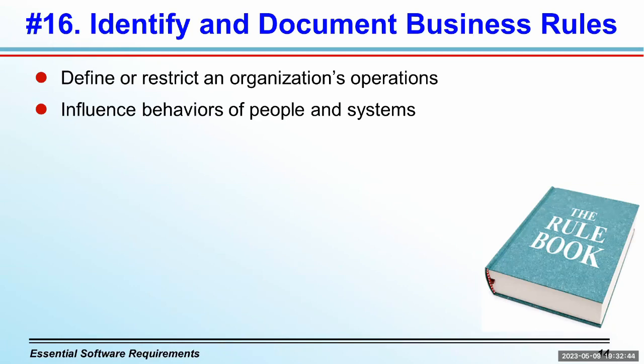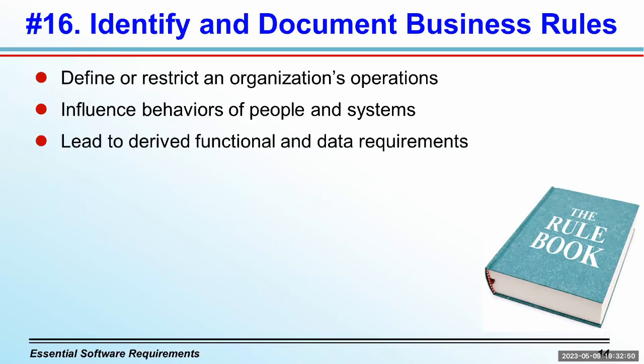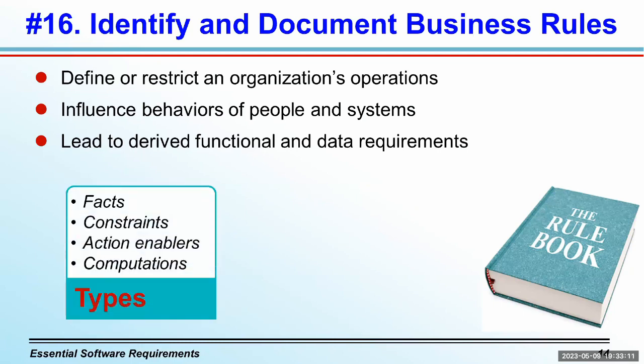Business rules are statements that define or restrict certain aspects of an organization's operations, or they influence the behaviors of people and systems within the organization. Though they're not software requirements themselves, business rules often lead to derived requirements to enforce or comply with the rule. And as such, they're a critical piece of the requirements puzzle on every project. The blood bank's website builders dropped the ball on that issue by not knowing about or enforcing this no same day appointment policy.